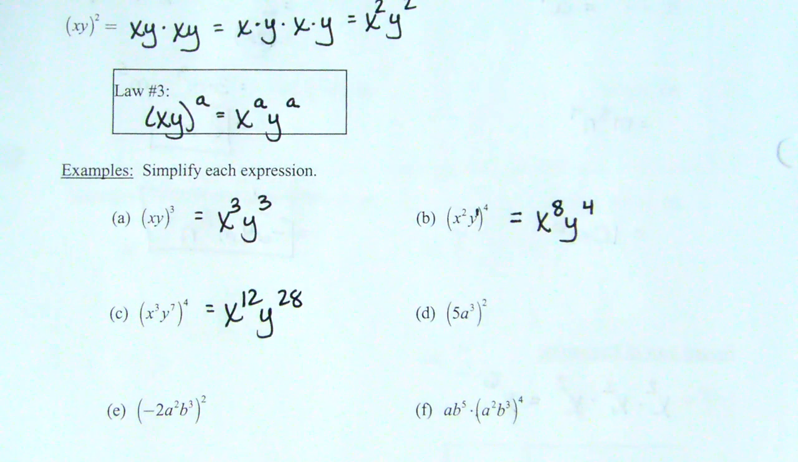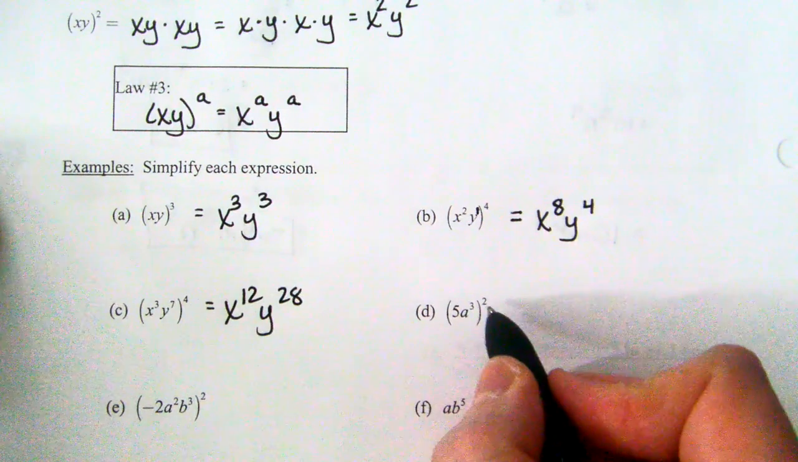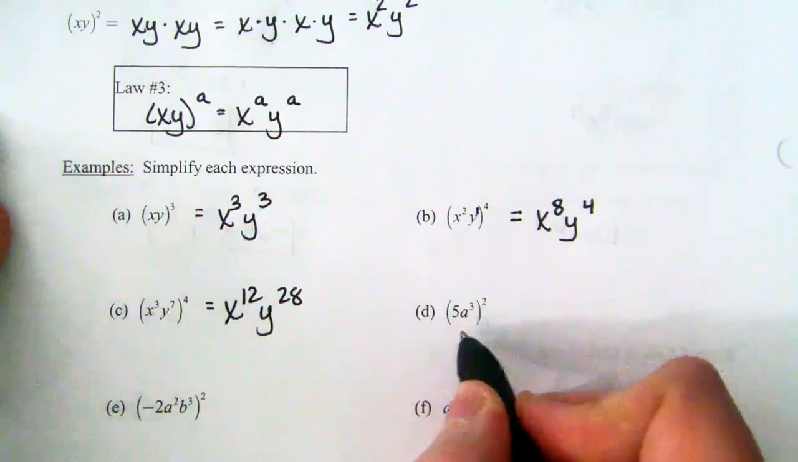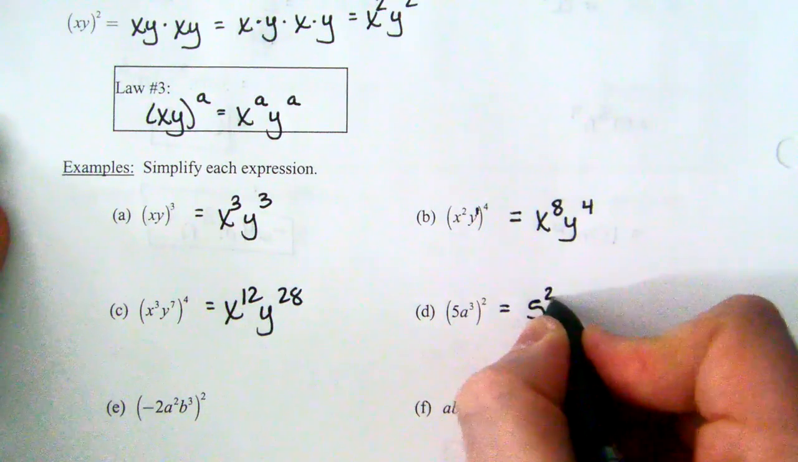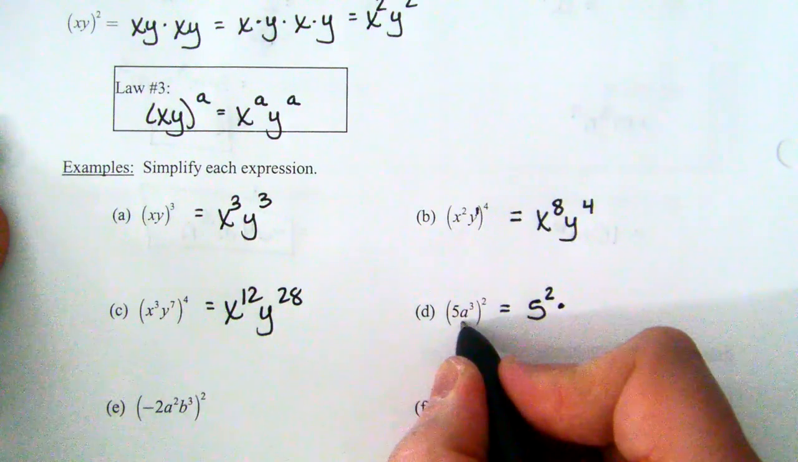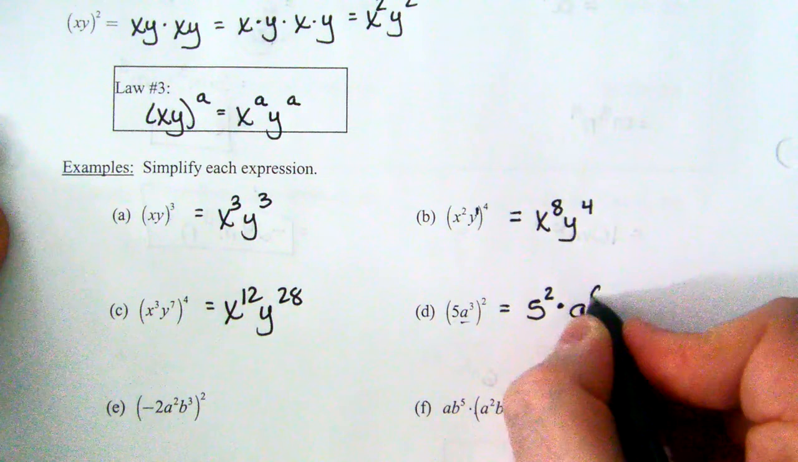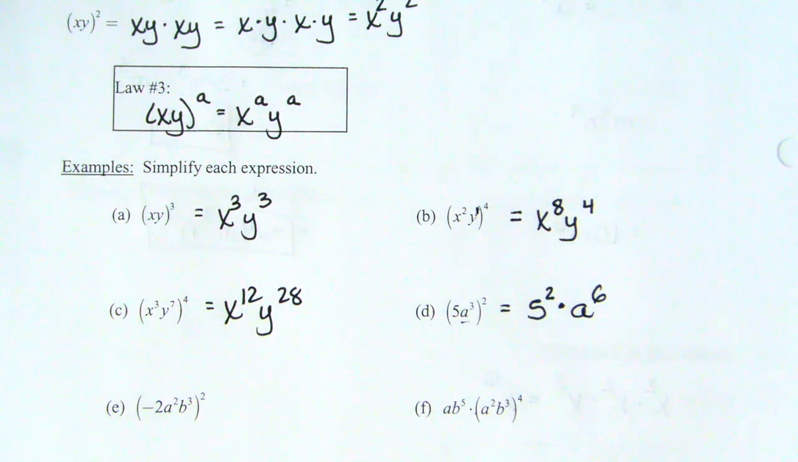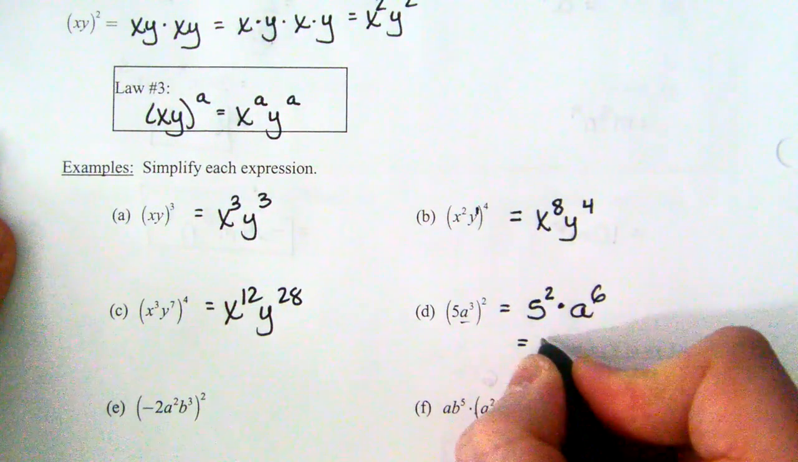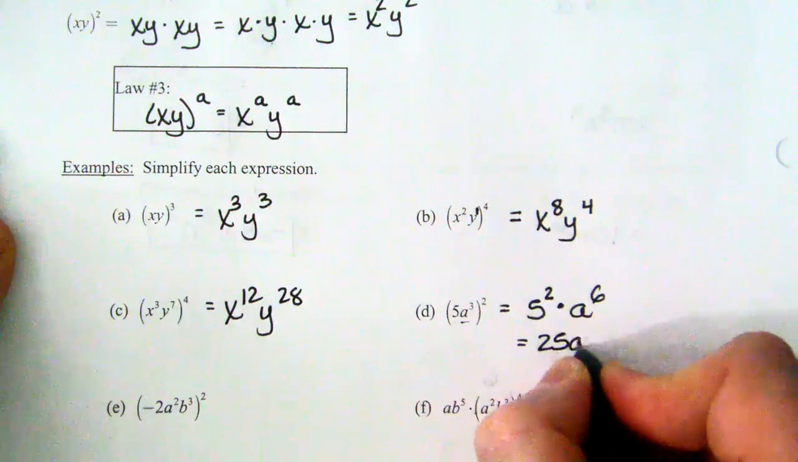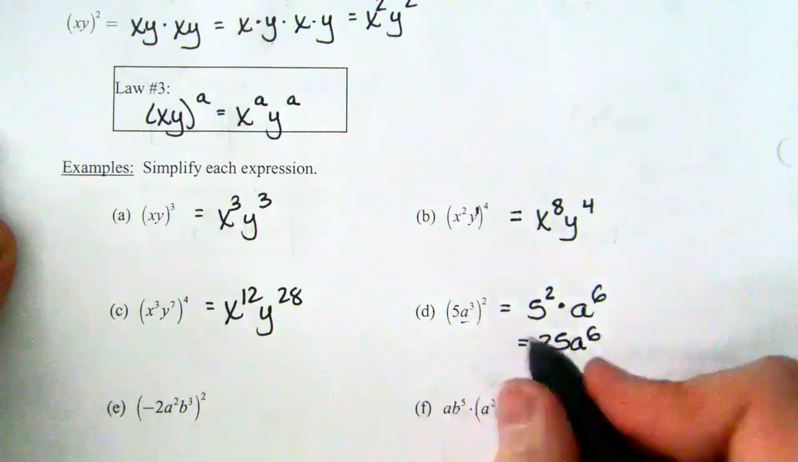Next, we have some numbers thrown in here. I need to distribute the 2, and I need to distribute it to both of these pieces here. I need to square the 5, so I'm going to say 5 squared, and I need to square the a cubed, so I'm going to say a to the 6th. Well, 5 squared is just 25, so I'm going to say this is 25a to the 6th.